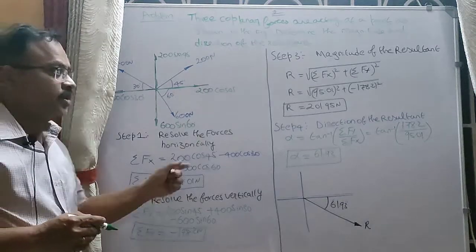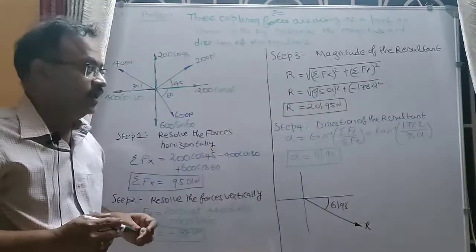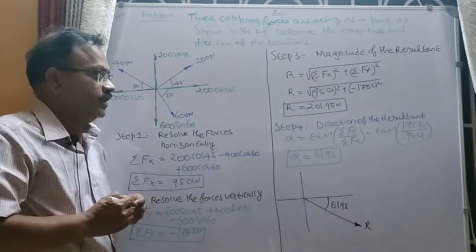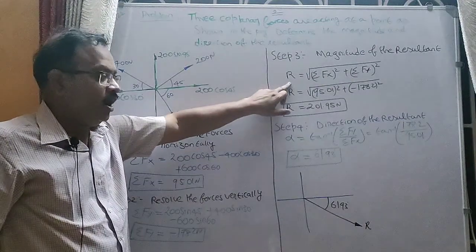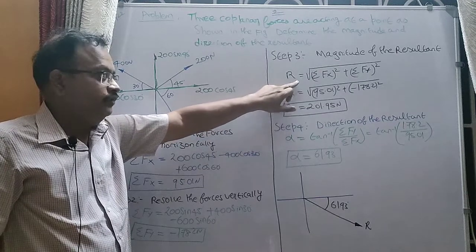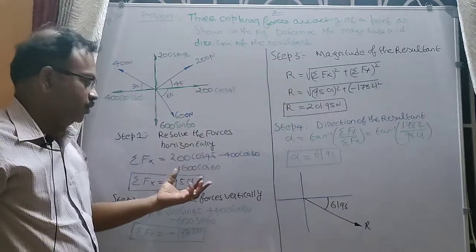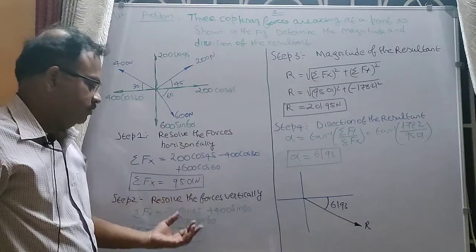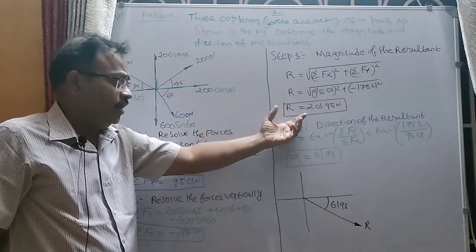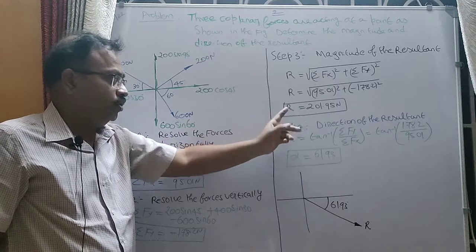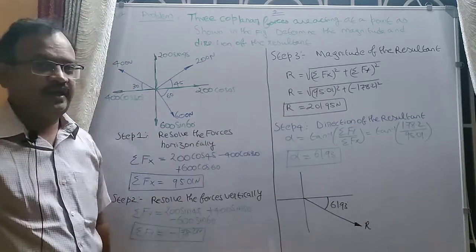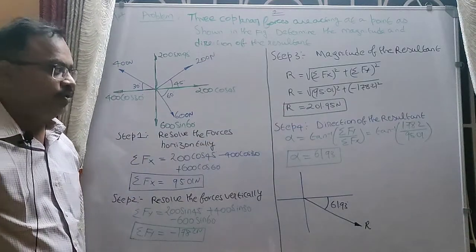Now step 3 is to determine the magnitude of the resultant. How to determine the magnitude of the resultant? It is given by the equation R is equal to the square root of sigma Fx squared plus sigma Fy squared. Substitute the values you obtained for sigma Fx and sigma Fy, square them and take the square root. You get the magnitude of the resultant as 201.95 Newton.